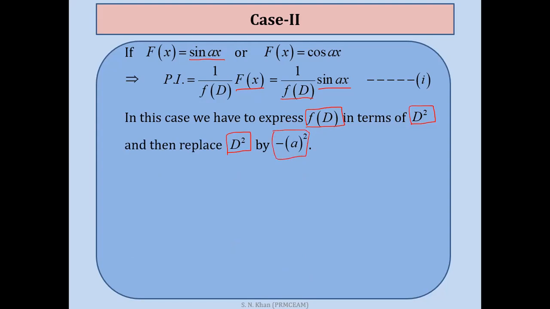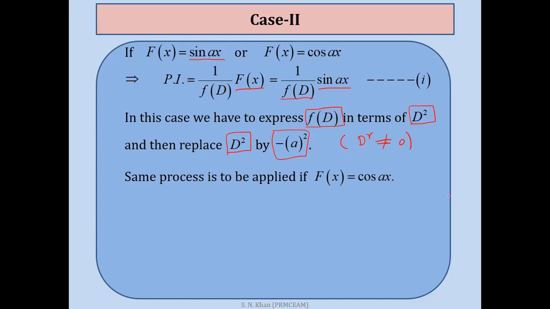So in the first case, if the function is exponential, then we replace D by a. And in the second case, if the function is trigonometric, then we have to replace D square by minus of a square. By replacing D square by minus a square, we can get the required PI. The same condition is applicable here: the denominator should not become 0. If the denominator becomes 0, then again the same method applies: we have to multiply by variable x and take the derivative of the operator f of D. So the same thing is applicable in all cases.